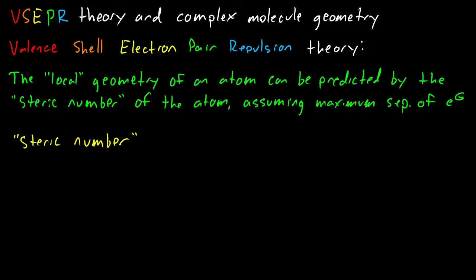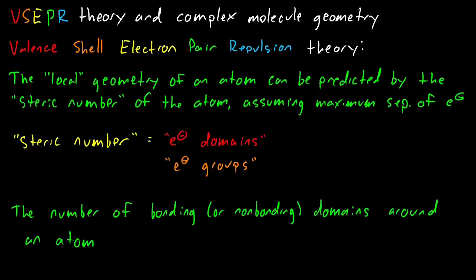Here, steric number is the formal term for something that we usually in general chemistry call electron domains or electron groups or something like that. All three of these terms refer to the same thing, which is the number of bonding and/or non-bonding domains around a single atom.